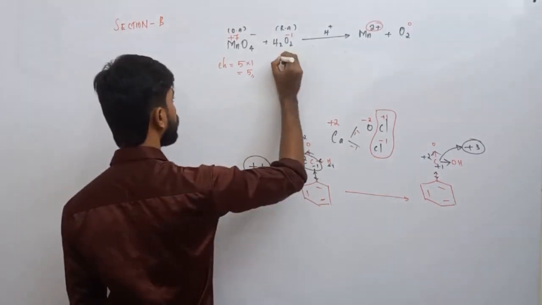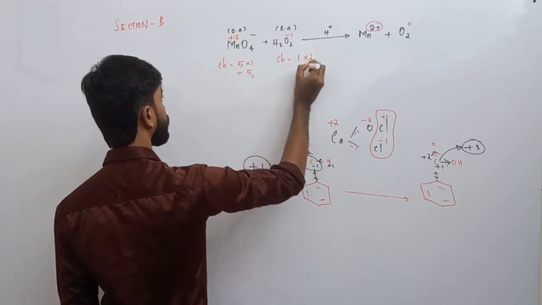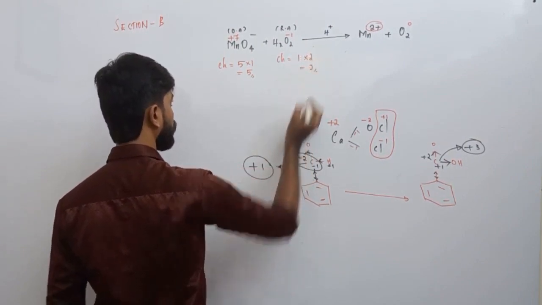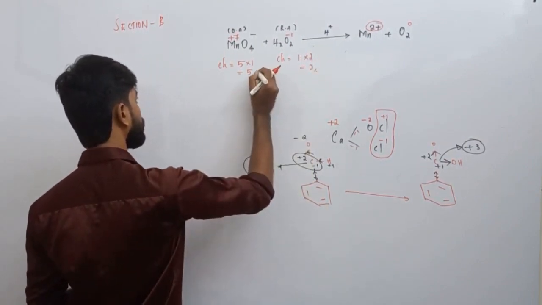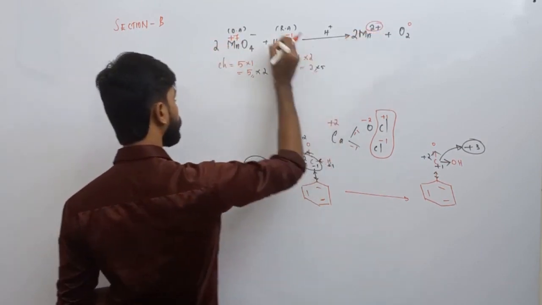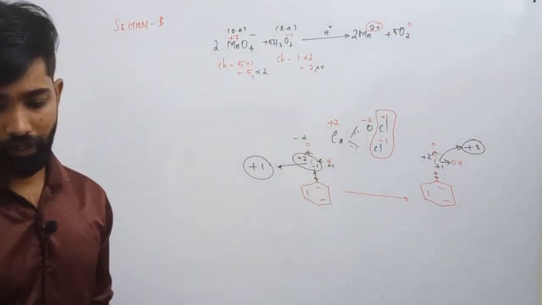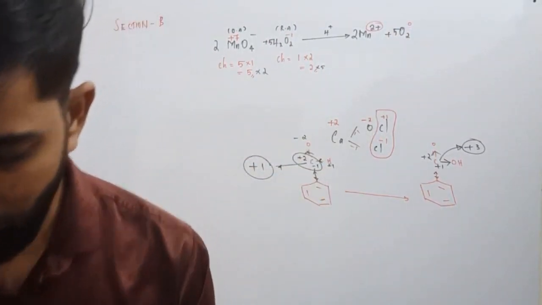What about the change here? Change from minus 1 to 0, the change is 1, but number of oxygen is 2. So you simply multiply here with the 2, here with the 5. So 2, 2, 5, 5. This is a basic skeleton reaction. Now let's check the questions.